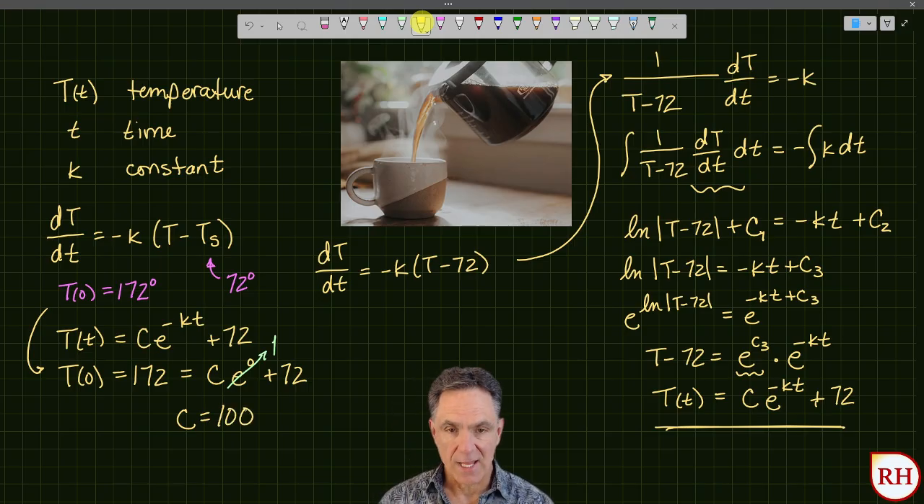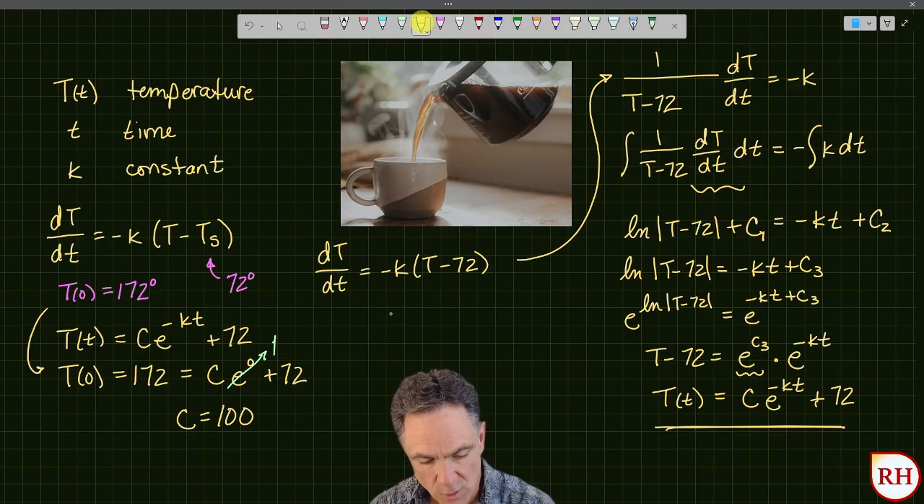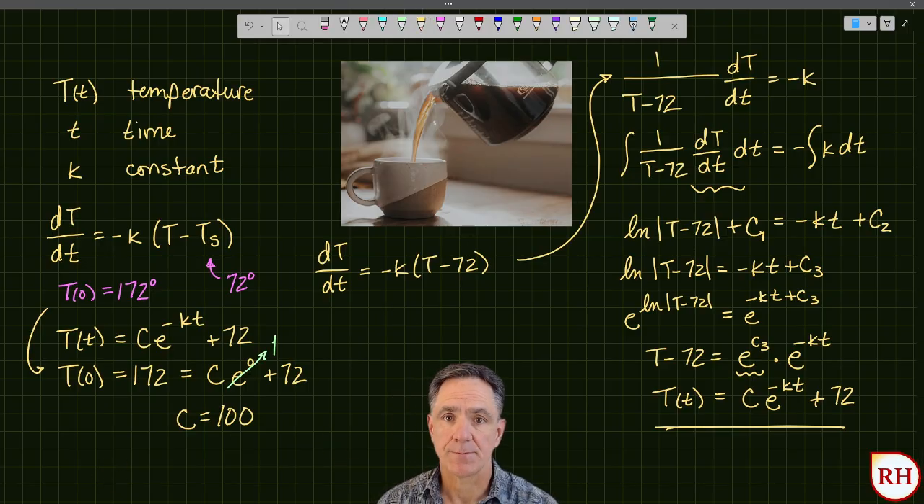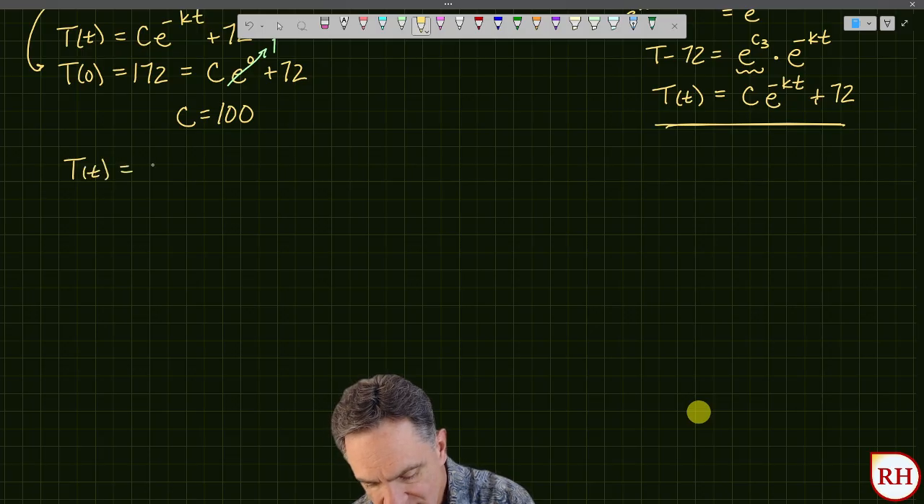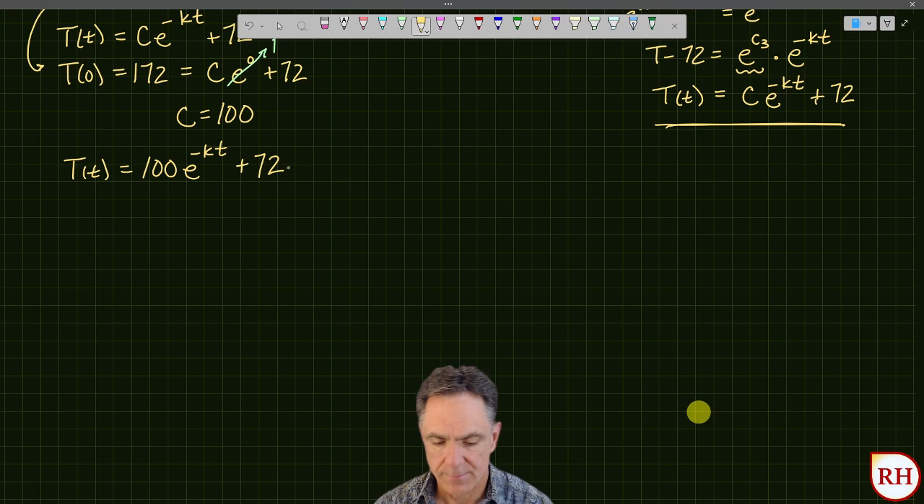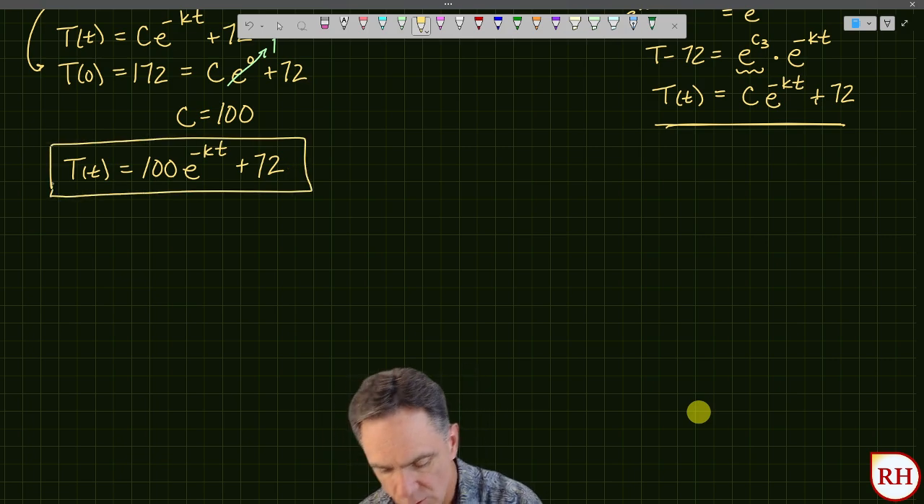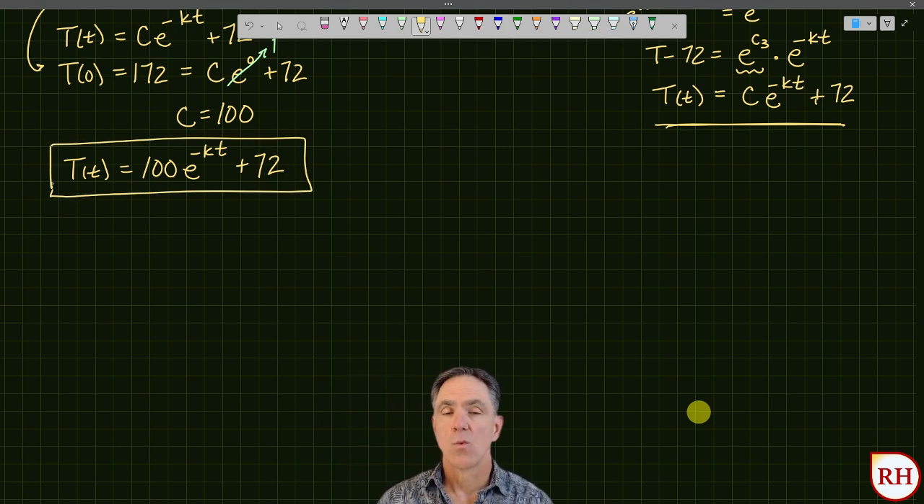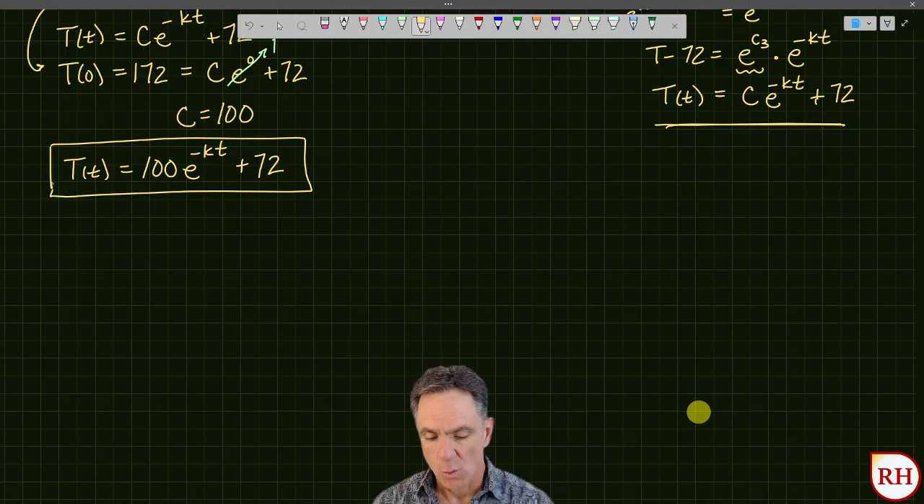And now we can include that piece of information, and we're going to have our final answer here. Let me scroll down just a little bit. We have what we call a specific solution, 100 e^(-kt) plus 72. This is our specific solution. What do you notice? We're still missing the k value. The k value comes from algebra and knowing a little bit more information. We have to have an additional data point to solve for k.